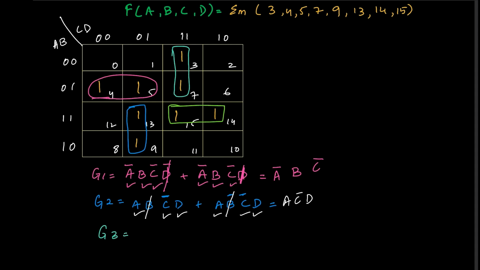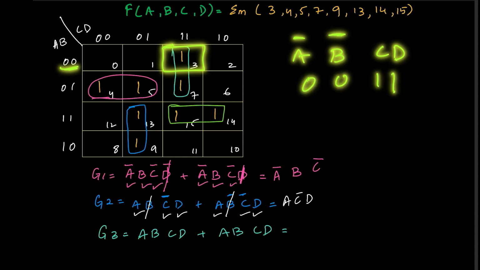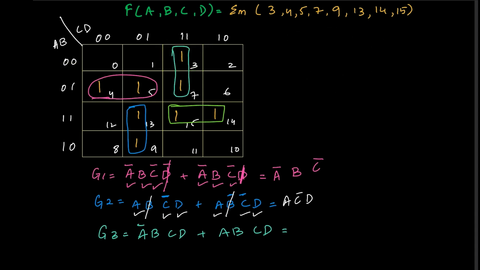This is our group 3. So again, there are two cells, so we will write A, B, C, and D twice, and we will see where bar can be placed. Firstly, we will see this one, A, B, C, and D. It is 0, 0, 1, 1, which means A and B will be with the bar, C will be without bar. So bar on A and B.